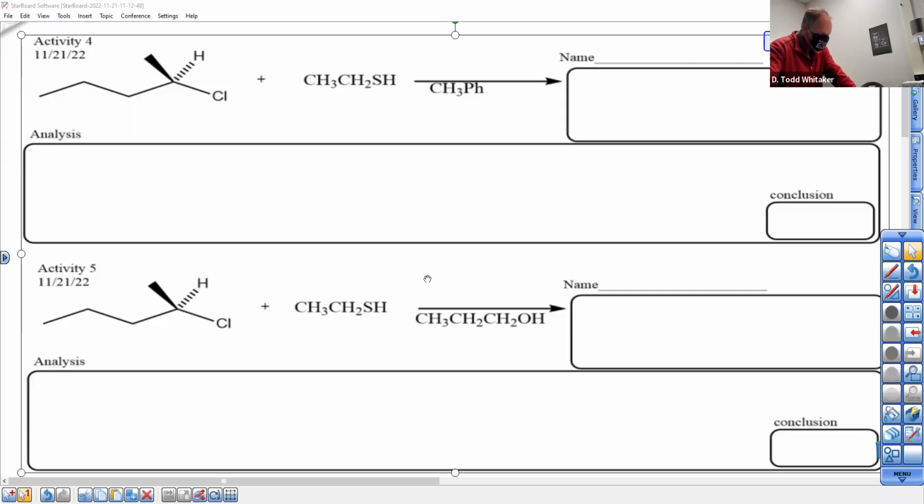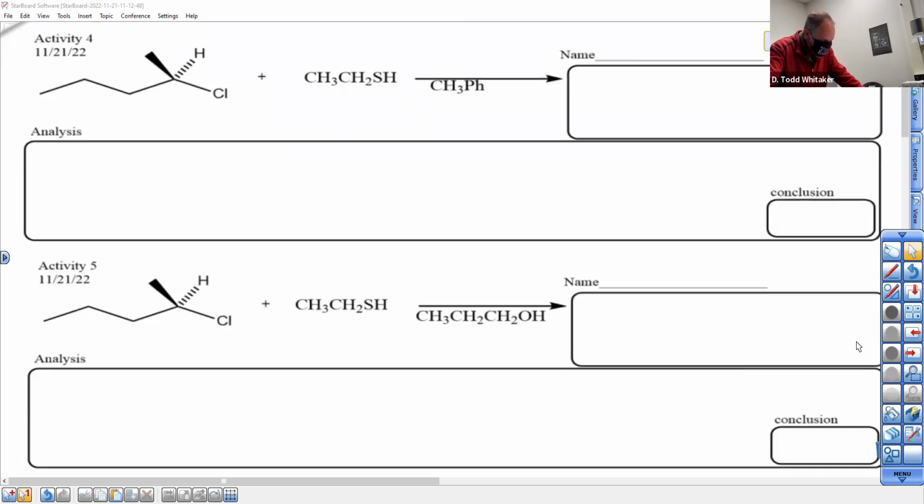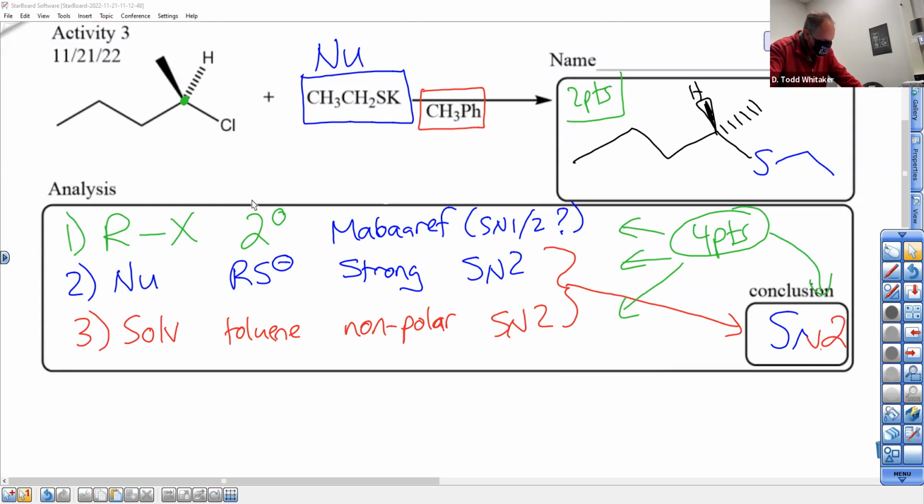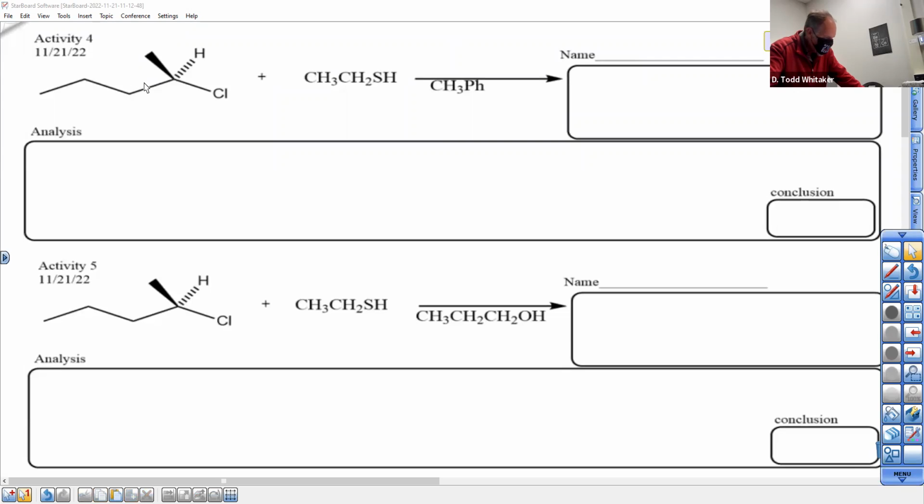Continuing our SN1, SN2 discussion. It looks like the same question over and over, but there's subtle changes going on here. I think we can steal our first part of the analysis from our previous activity. Rx is secondary, Mabata SN1, SN2, correct? Same starting material. And we're using the same color scheme. Rx in green, blue, red.